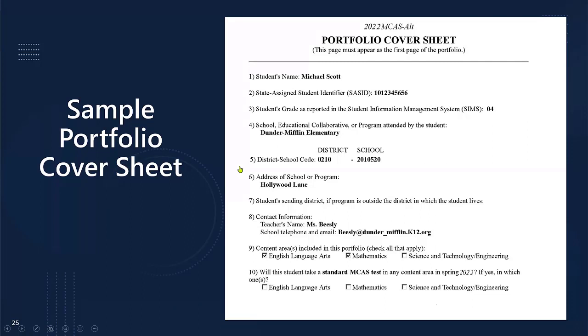You'll see at the bottom in 9 and 10, 9 says what content areas you are going to put in this binder. So it is perfectly acceptable if your student is really good at math and you think with the supports included, they could take a standard math test, MCAS test. You would just check off ELA and then you would check off the math section there.